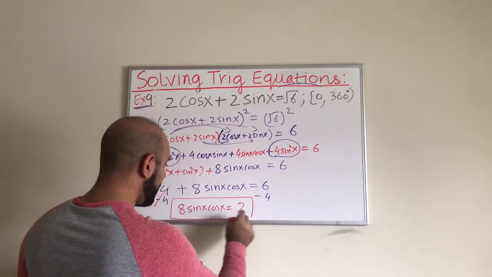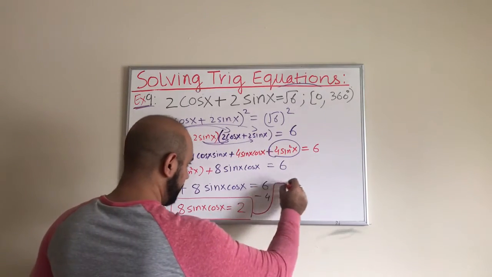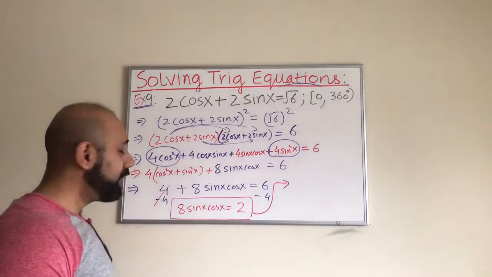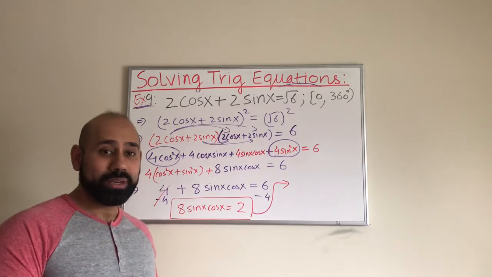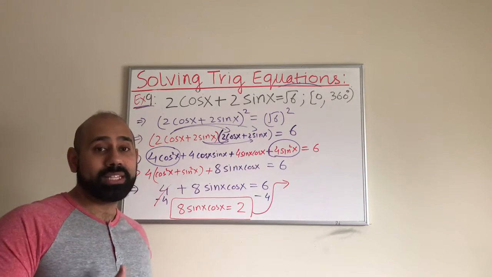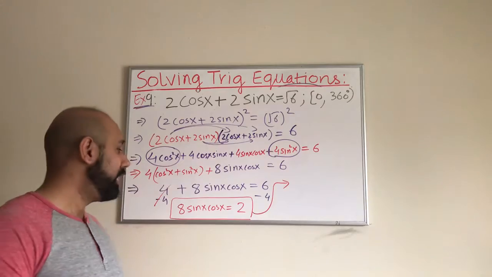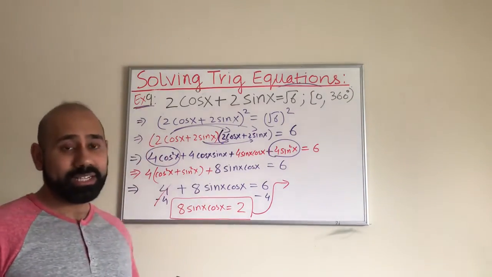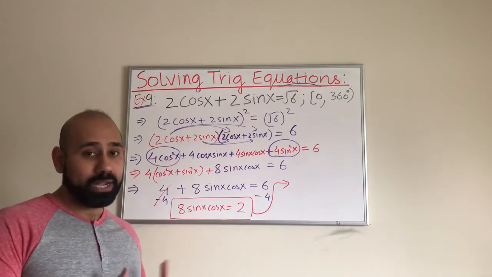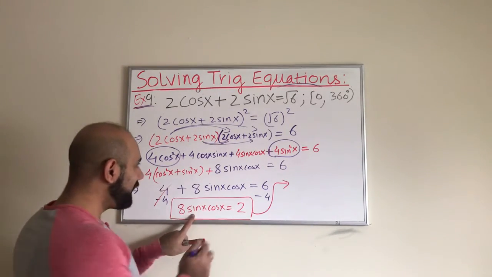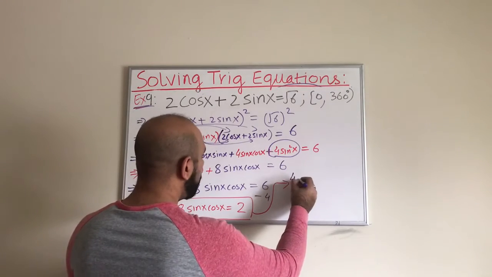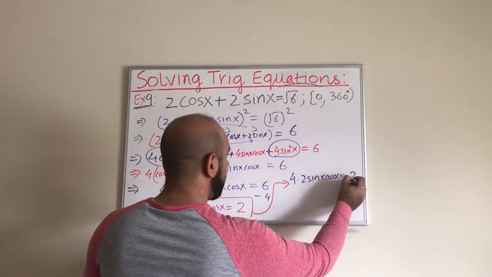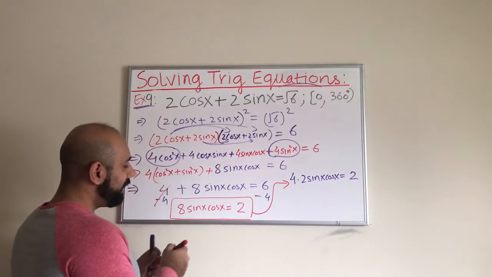Guys, let us hold on to this. Since these are still two different trig functions, we still cannot solve for one particular trig function that could help us find x finally. So what I'm going to do here is, again, recall some of the trig identities that we have learned in the prior sections. I can rewrite this as 4 times 2 sine x cosine x for a particular reason, which you will see in 1 second. Why did I write it as 4 times 2?